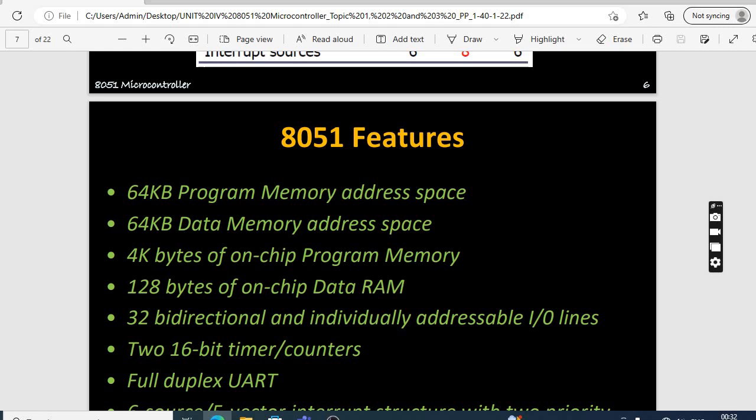Regarding 8051 features, there are many, but there are three important features which highlight the importance of the 8051. The first is 32 bidirectional IO pins. Why 32 pins? Because there are 4 ports in the 8051, and each port has 8 pins. So 4 into 8 is 32. So there we have 32 bits of individually addressable IO lines. Two timers are used for timing and counting operations, and one port is meant exclusively for serial communication.